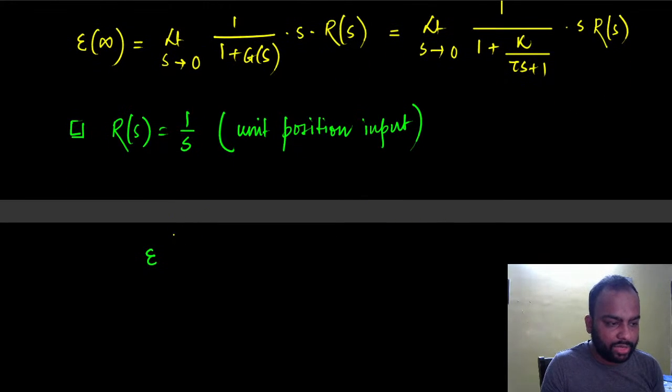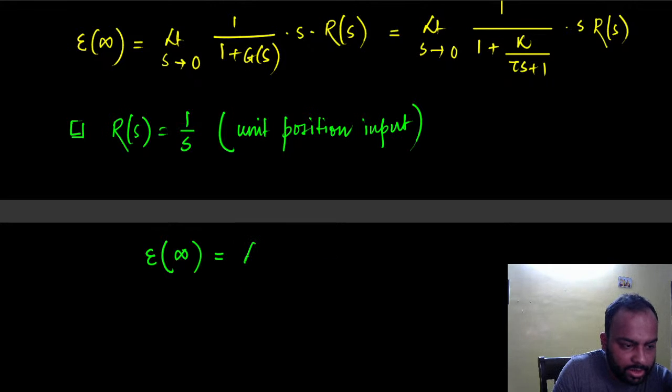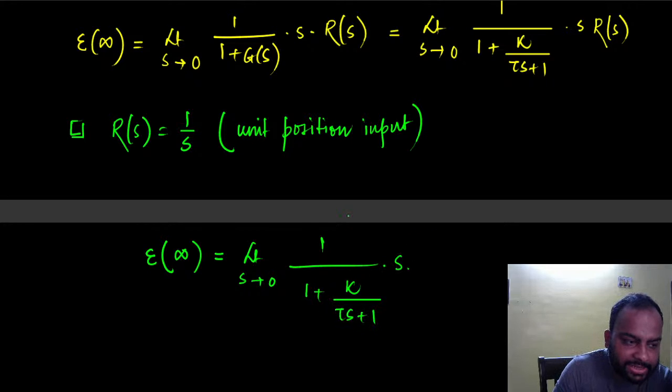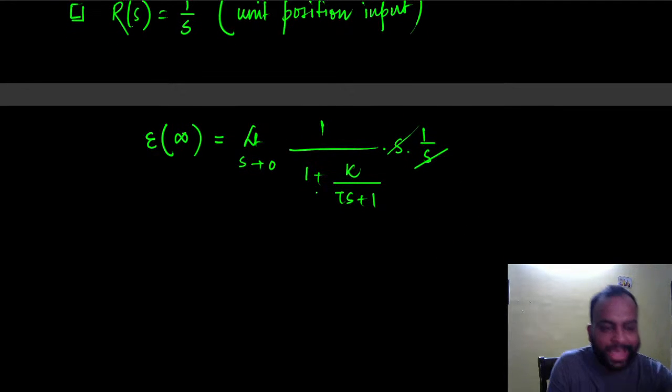We just put the transfer function, and here e infinity, the steady state error, is going to be this limit s tends to 0. Now let's put the values. Limit s tends to 0 of 1 by 1 plus k divided by tau s plus 1, times s times R(s). Now what is R(s)? R(s) is 1 by s. Notice very carefully that these can be cancelled.